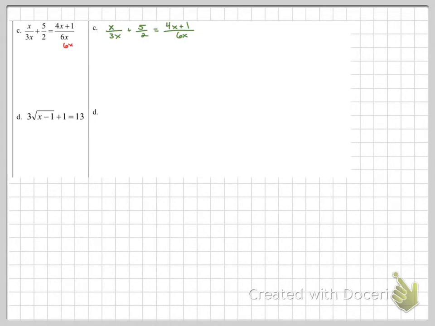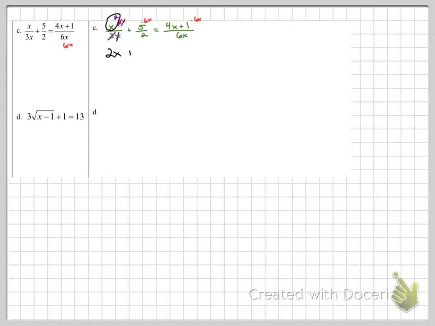So I'm going to multiply everybody by 6x on top. As long as I do it to the whole equation, that's still legal. We chose 6x because nice things are going to happen. 3 goes into 6 2 times. And x cross out. So now, when I multiply what's left, 2 times the 2 here and the x here, multiplied together gives me 2x.